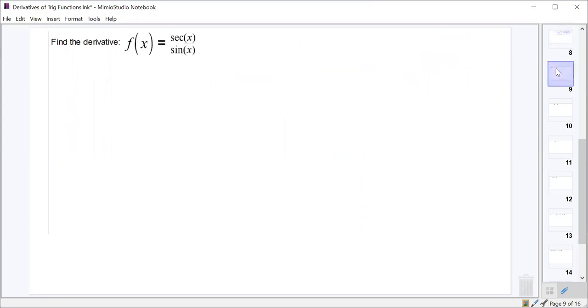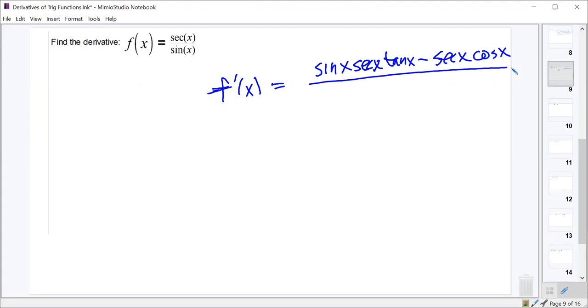All right, here we've got secant x over sine x. Let's try this one. Again, quotient rule. So f prime of x should be the denominator times the derivative of the numerator minus the numerator times the derivative of the denominator, all over the denominator squared. Good with that so far?